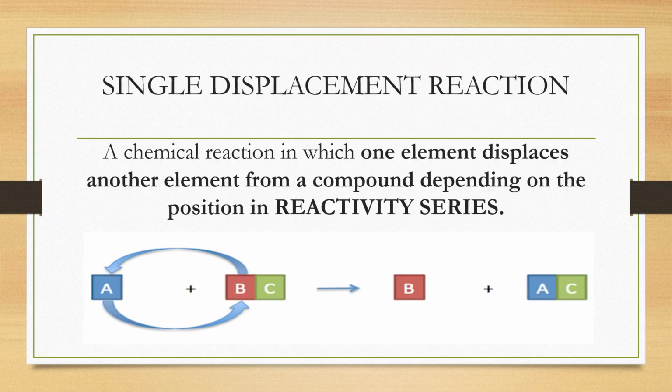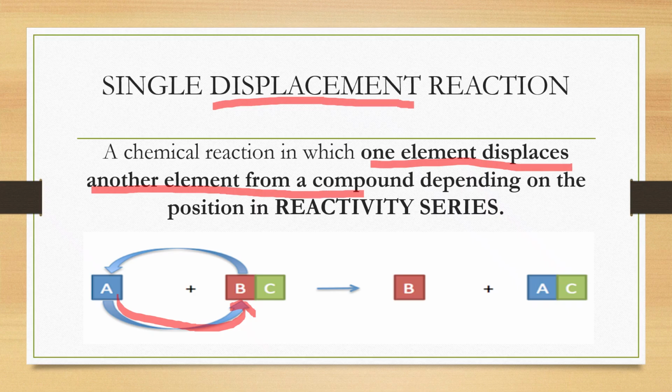This is single displacement reaction. As you can see, there is a word displacement. The meaning of displacement is that one element is displaced by the other element. Then this is said to be a displacement reaction, when one element displaces another element from a compound depending on the position in the reactivity series.